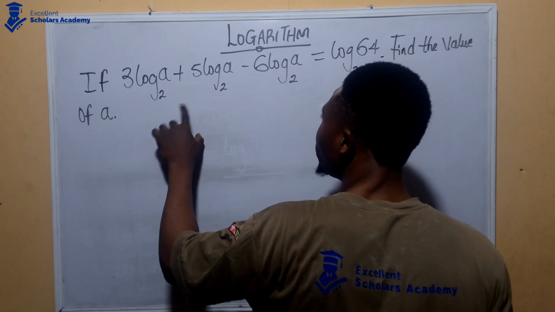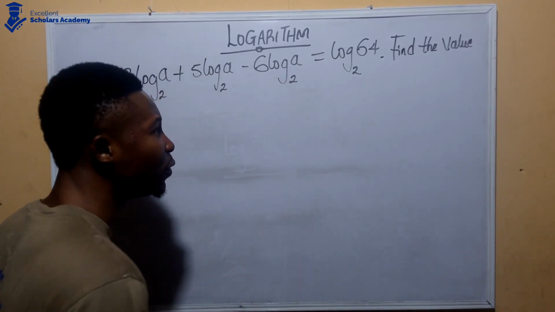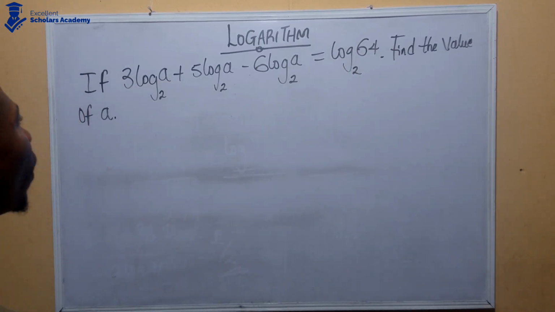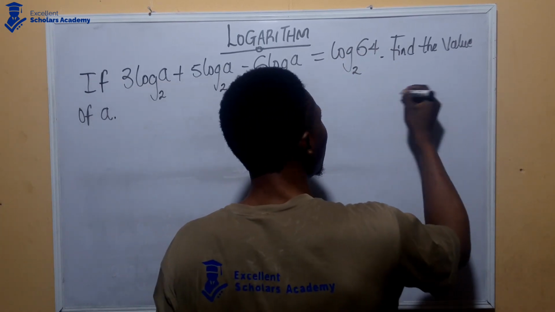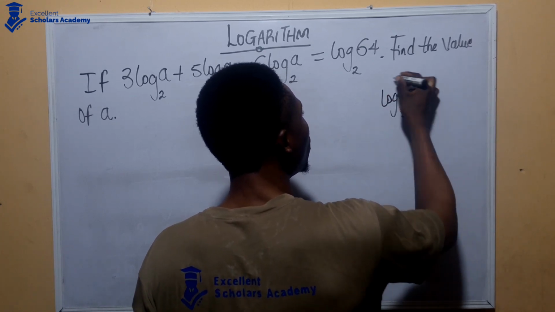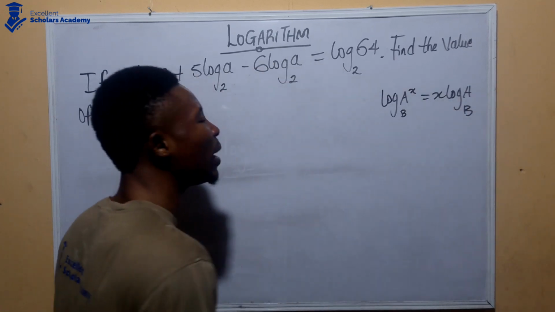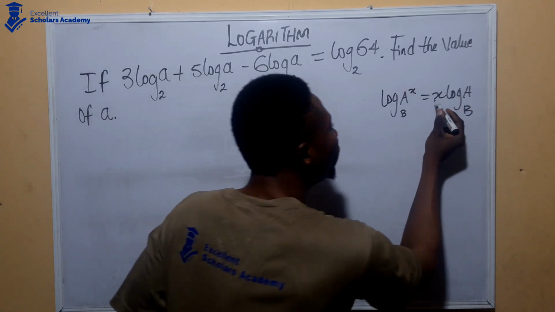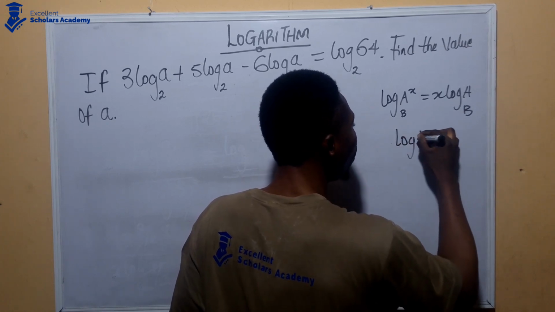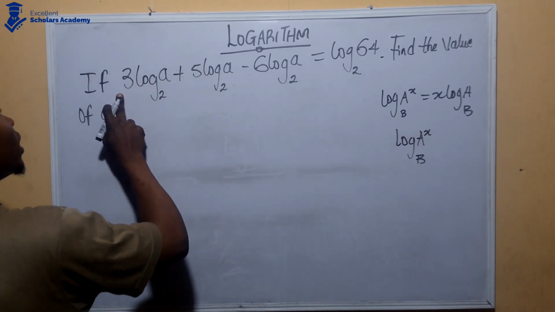If 3 log a base 2 plus 5 log a base 2 minus 6 log a base 2 is equal to log 64 base 2, find the value of a. Now, how do we do this? There's a law that says log a to the power of x base b comes behind and becomes x log a base b. This time I am going to do a reverse. I can reverse this back as log a to the power of x base b. This is what I'm going to use for this question.